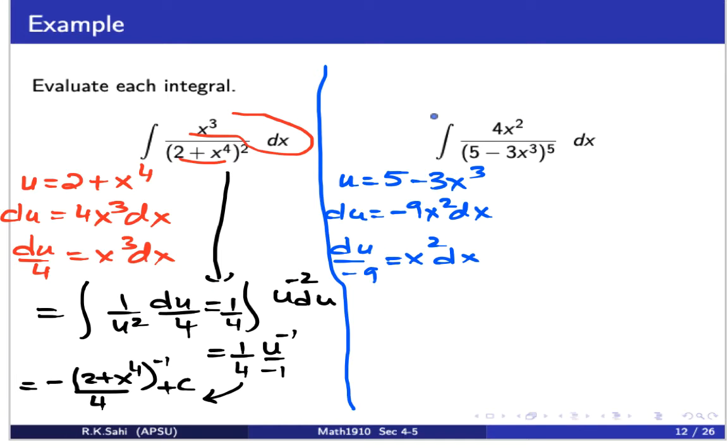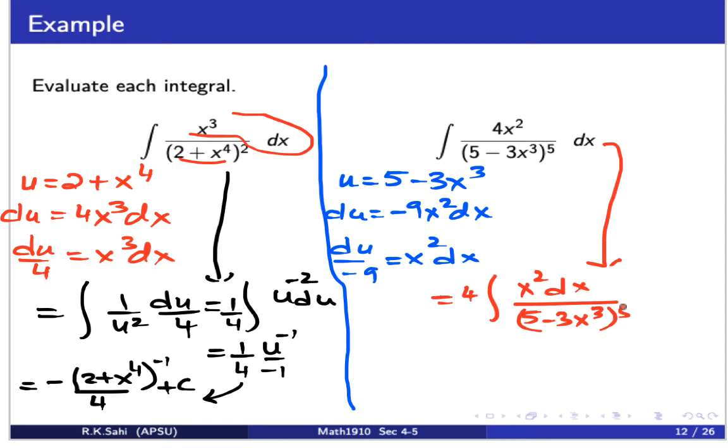Okay, so now this original problem, see how I'm going to do little things over here. The first thing is it's 4. I can take the 4 outside, and then I write this as x squared dx over (5 minus 3x cubed) to the power 5. Nice little function I have now. Now x squared dx is du over negative 9, and 5 minus 3x cubed is u, so 1 over u to the power 5 times du over negative 9.